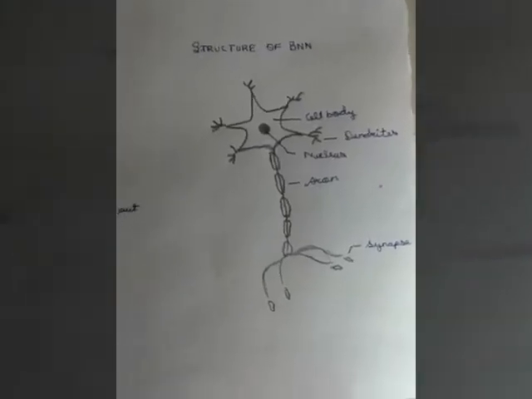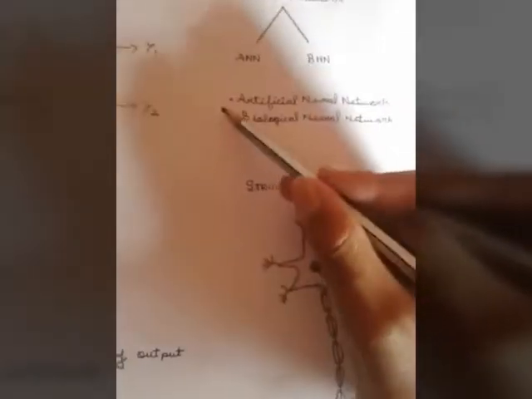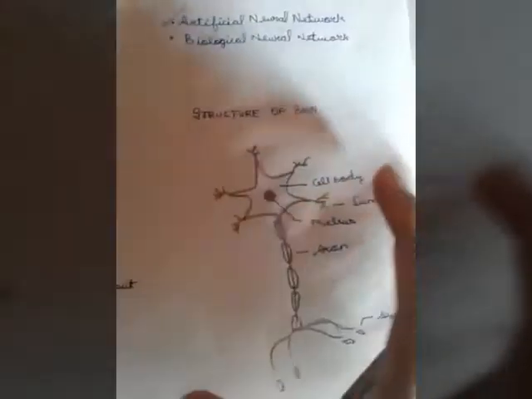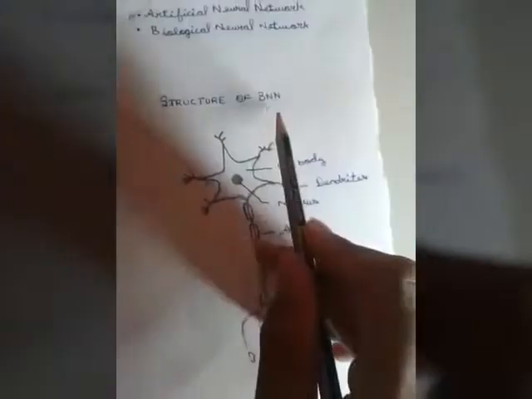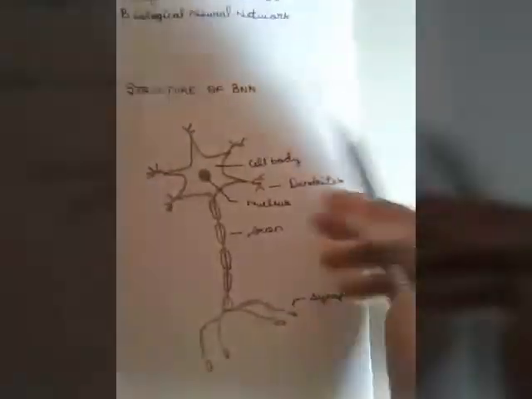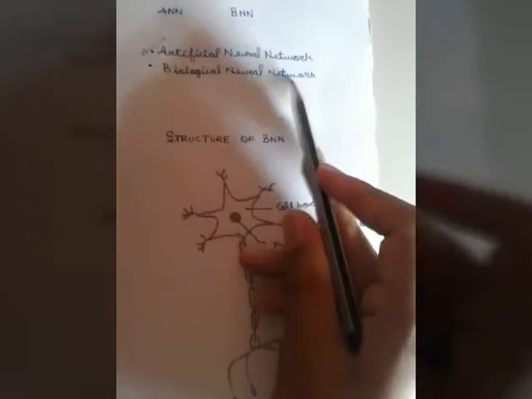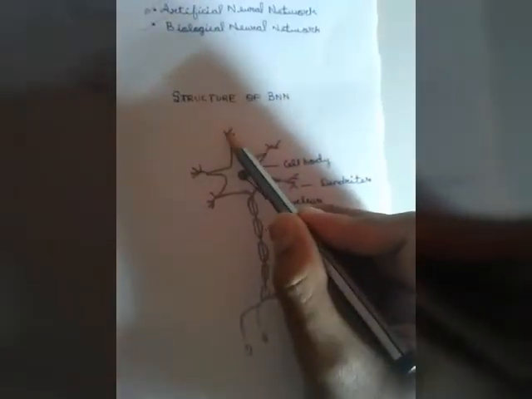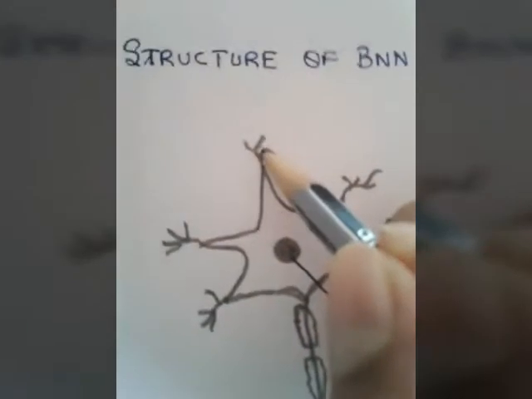Okay guys, fine. Now we have discussed the structure and how ANN, that is artificial neural network, functions. Now we want to learn the function and structure of BNN, that is biological neural network. So we're going to cover this topic now. Can you see this diagram? Can you see these root-like things over here?